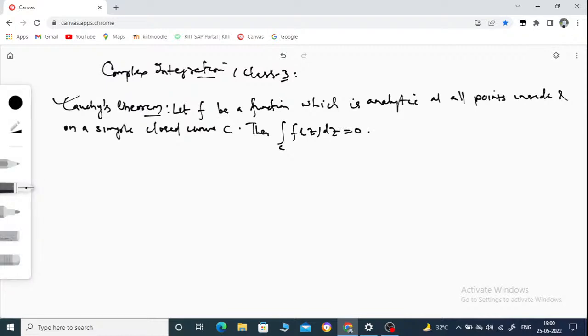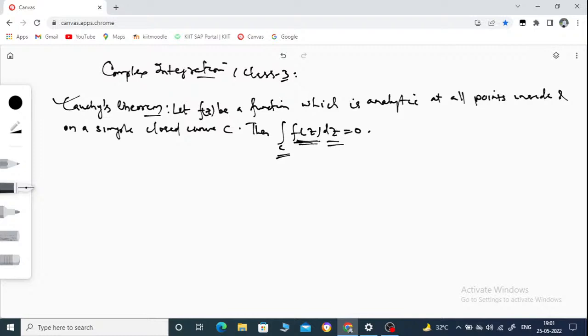This is the statement. Let f of z be a function which is analytic at all points inside and on a simple closed curve C, then the integration over C of f of z dz is equal to 0. If f of z is analytic inside and on a simple closed curve C, then the integration over C of f of z dz is 0. This is your Cauchy's theorem.